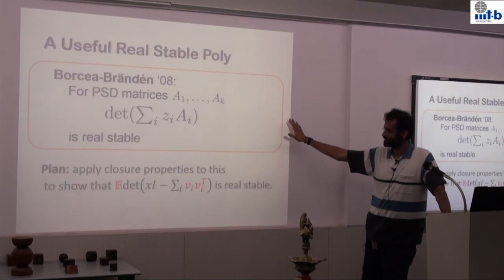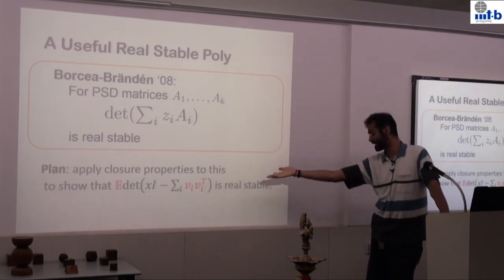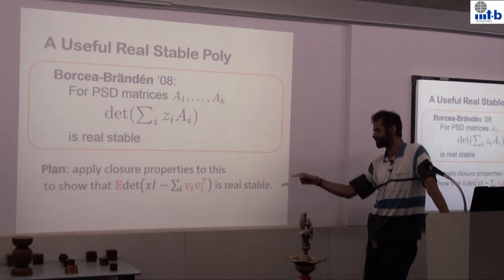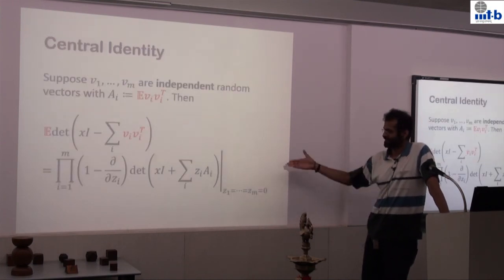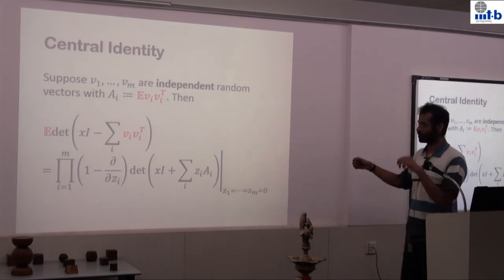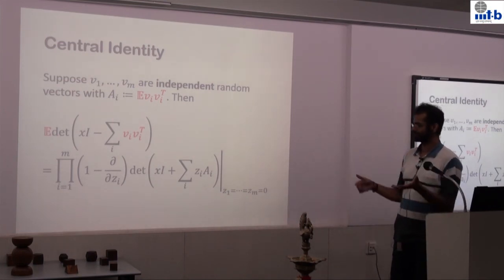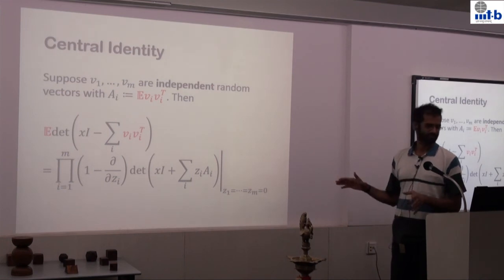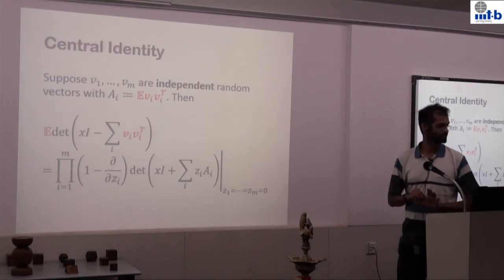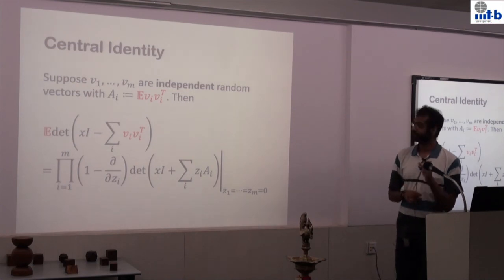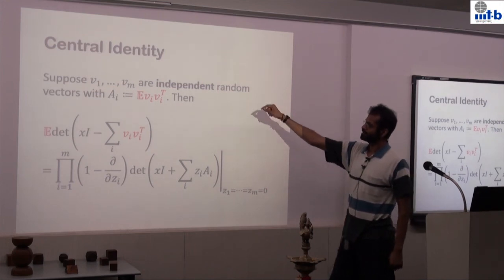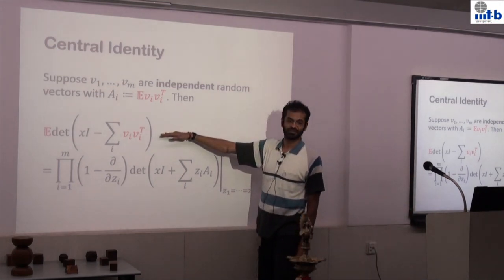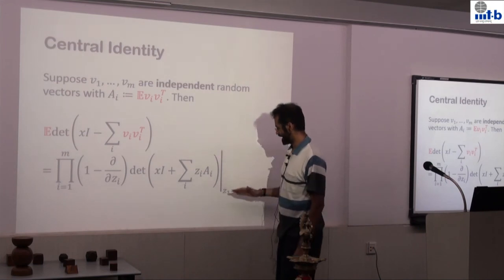And the plan is to use these 3 facts to prove that the expected characteristic polynomial of a sum of independent rank 1 random matrices is real stable. So the entire proof comes down to proving this identity, which I'm going to call the central identity in this work because it reveals all of the structure that's used about these polynomials. Here's the identity. It says that if you have v1 through vm independent random vectors, then the expected characteristic polynomial of sum vi vi transpose is equal to that.